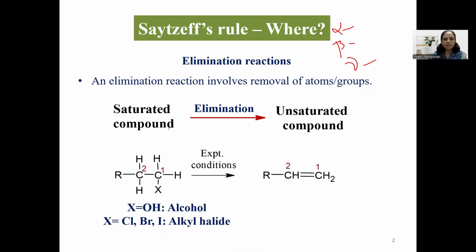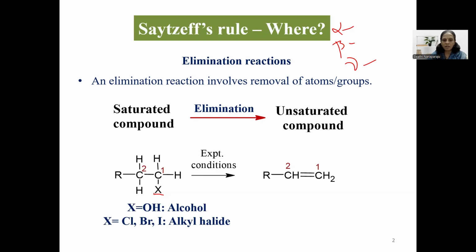These elimination reactions are the characteristic reactions for alcohols as well as alkyl halides. In this structure, when X is an OH group, then it becomes an alcohol. On the other hand, when X is a halogen such as chlorine, bromine or iodine, then it is the structure of an alkyl halide. So either alcohols or alkyl halides, under certain experimental conditions, will undergo elimination reaction.